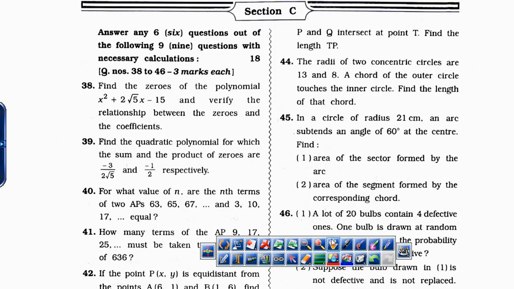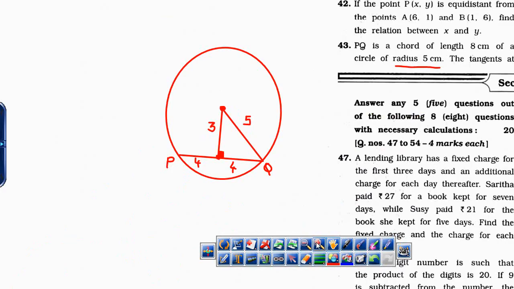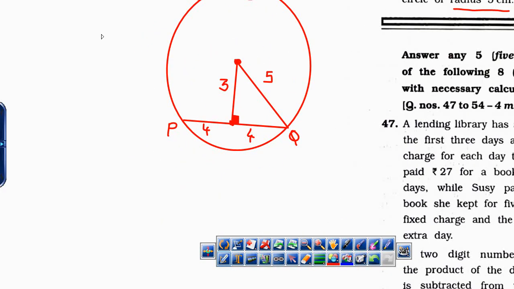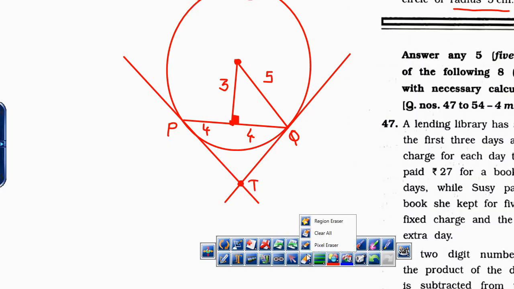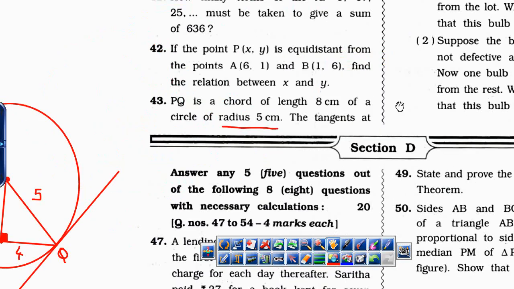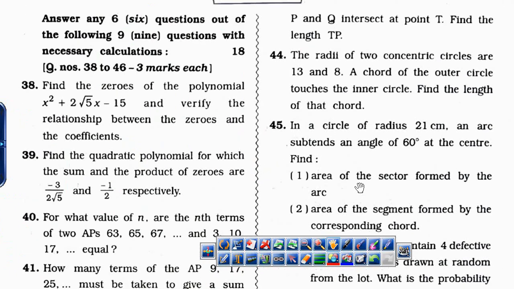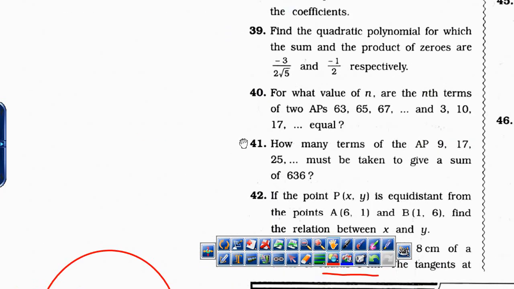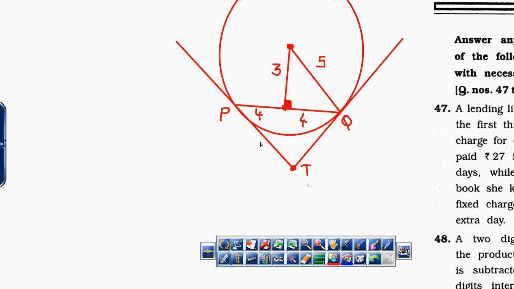The tangents at P and Q intersect at point T. So a tangent passed from P, and a tangent passed from Q, and the tangents intersect at point T. This extra is not required, might confuse you. What is the question? Find the length of TP. Where is TP? Here it is, this length has to be found, TP.